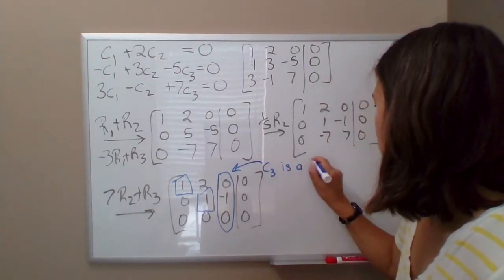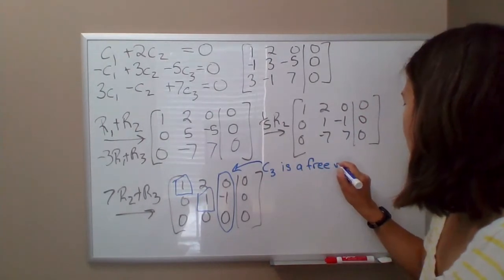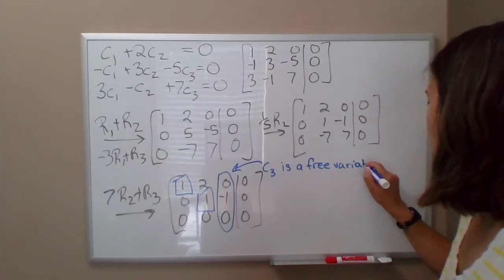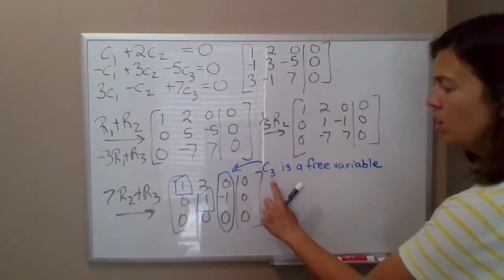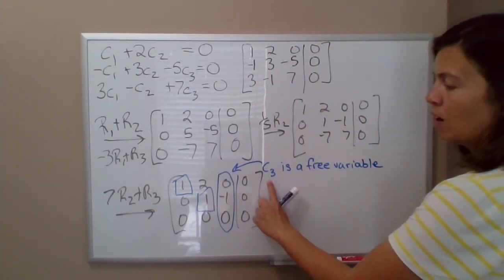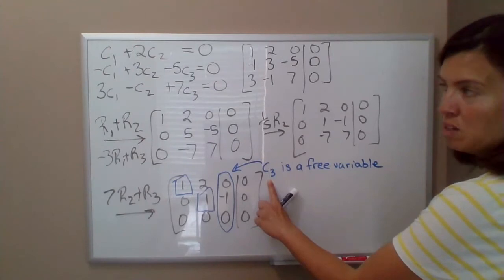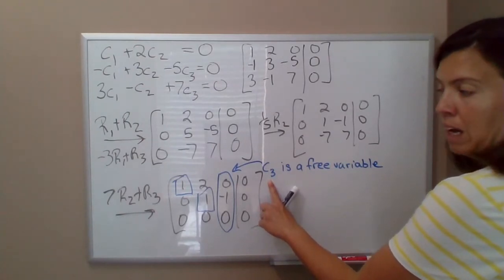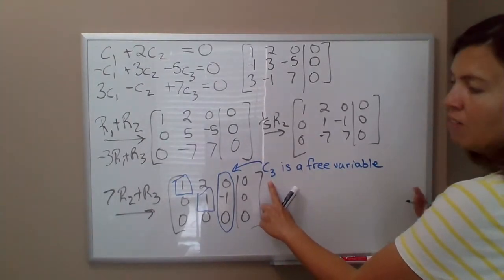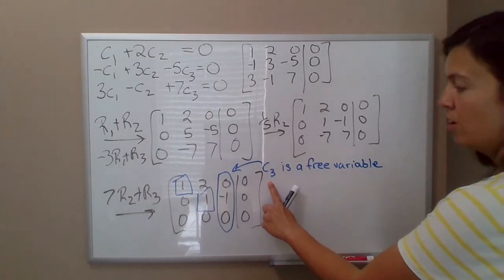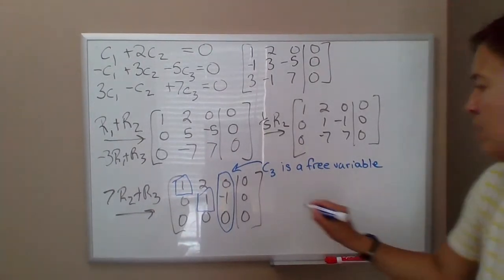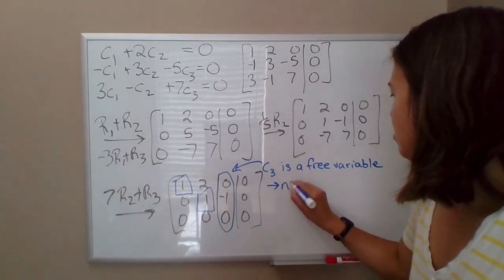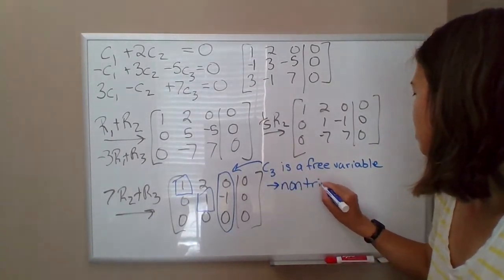is a free variable. Remember that whenever you have a free variable, then we're guaranteed to have non-trivial solutions, because that means that C3 can take on any value. We can write a solution using any value for C3. So certainly C3 does not have to be 0. So automatically we have infinitely many solutions that are non-trivial for all the non-zero values of C3. So that guarantees us non-trivial solutions.